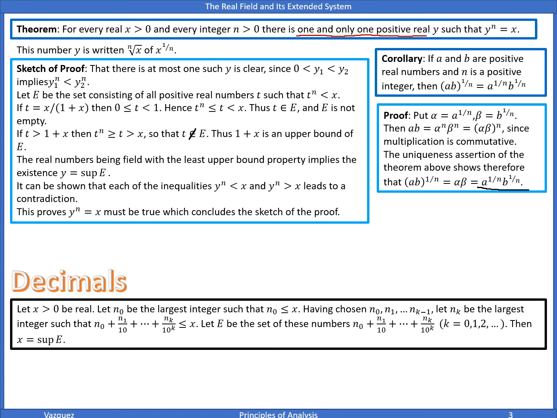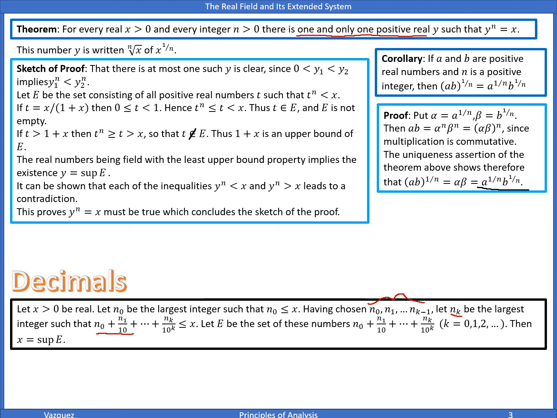So we're going to choose these here. And how are we going to choose those? Well, we're going to let n_k be the largest integer such that n_0 + n_1/10 + and so on, all the way to n_k/10^k, is less than or equal to x. And we're going to let E be the set of all these numbers less than or equal to x. Well, the supremum of E will actually equal x.